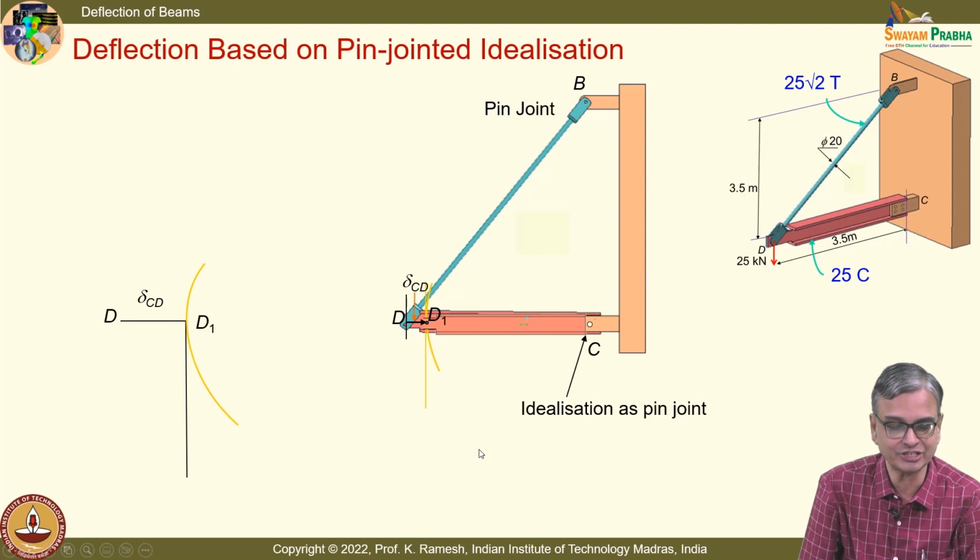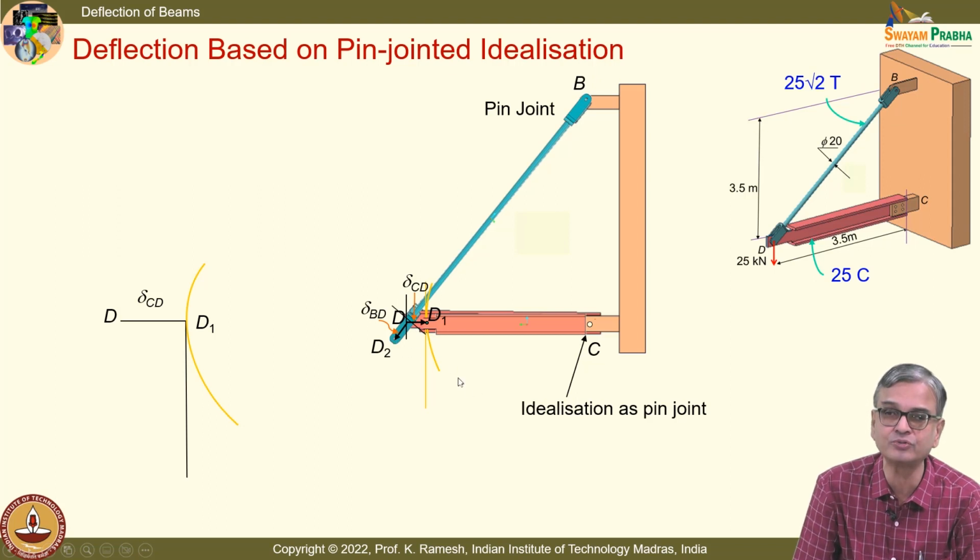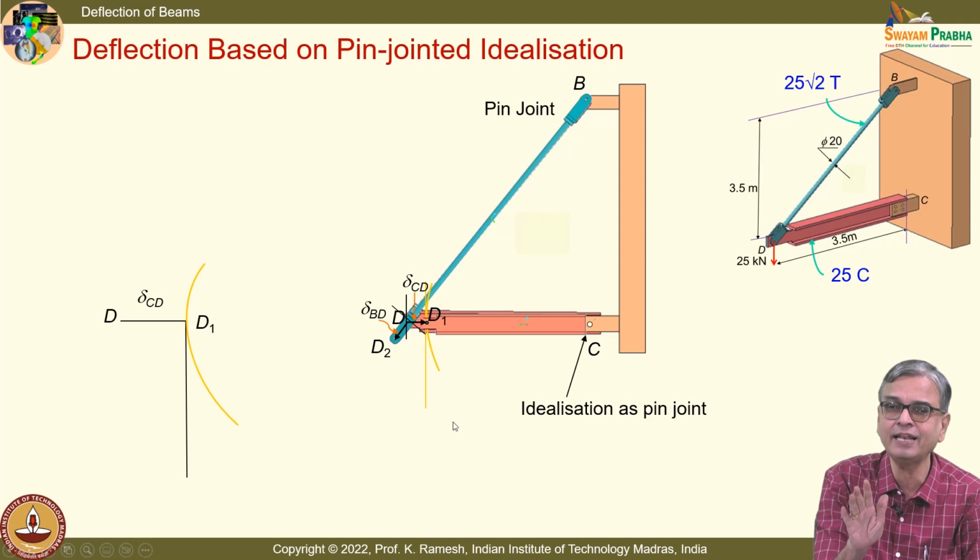I will have a tangent. Fine. Now, I go and look at this tie rod, and this tie rod gets elongated, that is shown, and we have also calculated this elongation as delta BD. So this can have only a rotation about this. So the meeting point of these two is going to be the final deformed position of the joint.